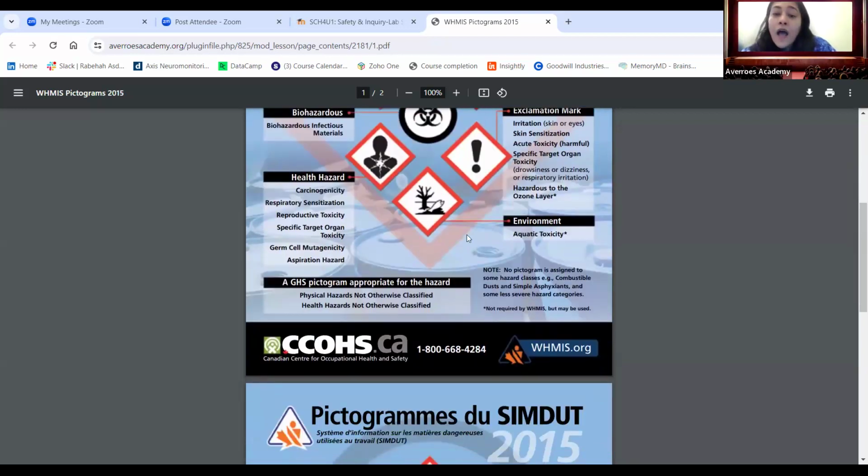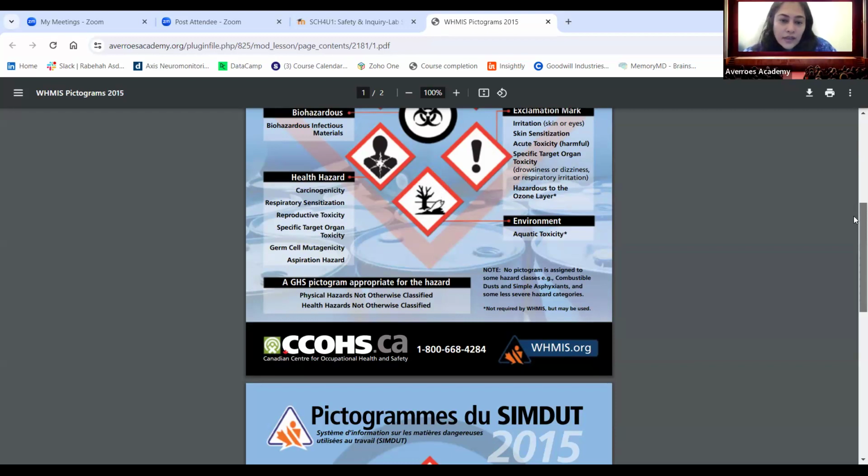Okay. And then we have this fish in this picture with the trees and everything. You see a tree and a fish. The tree looks dead and the fish definitely looks dead. So that means that it's outside in the environment. It can cause aquatic toxicity, okay?